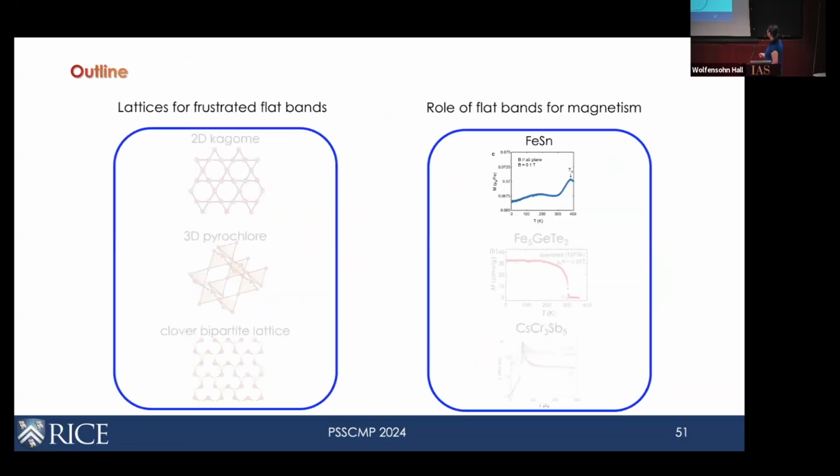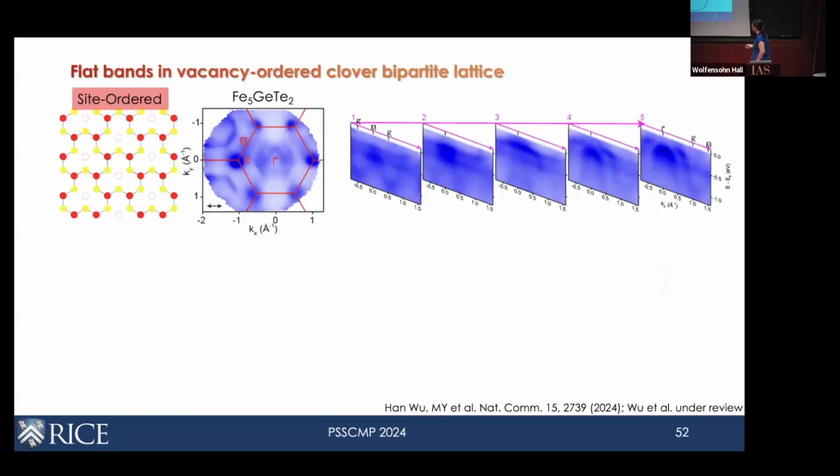That's the first case. Now I want to show you a contrasting case. This is a very different side of the story. So coming back to this site-ordered phase-induced flat band here in iron germanium tellurium, I've showed you this evidence for these flat bands associated with these Clover lattice.